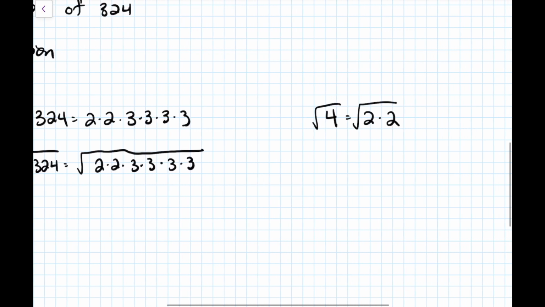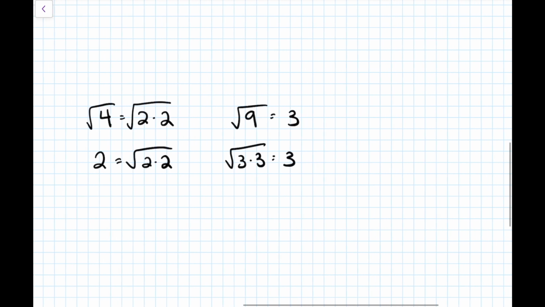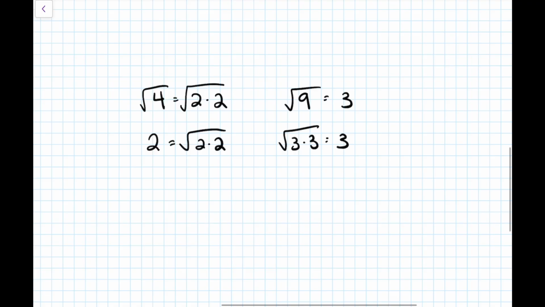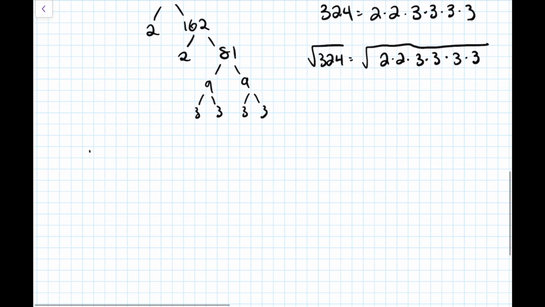So now, coming back over here, the square root of 4 is 2, right? But that means the square root of 2 is the square root of 2 times 2. If we try that with 9, the square root of 9 is 3. But we could also say the square root of 3 times 3 is 3. And so you can see, when we do our root, there's something going on here, something that we can kind of exploit. So our second step in our process is going to be to make some pairs. Once you've got your prime factorization, you're going to make pairs of equal factors.